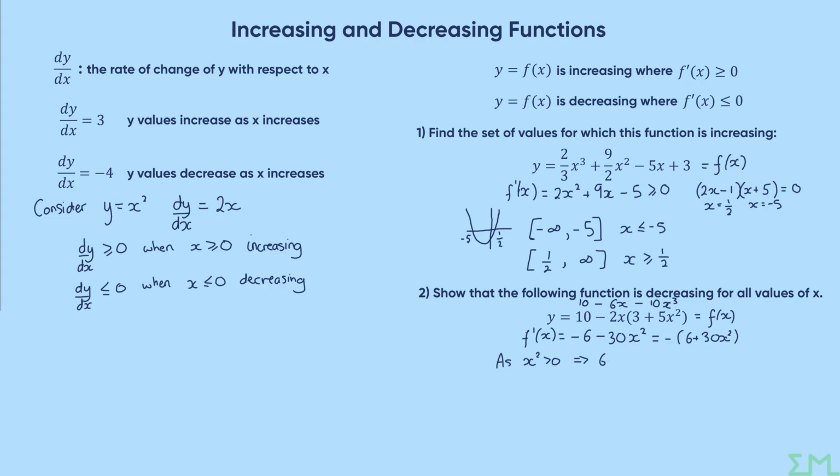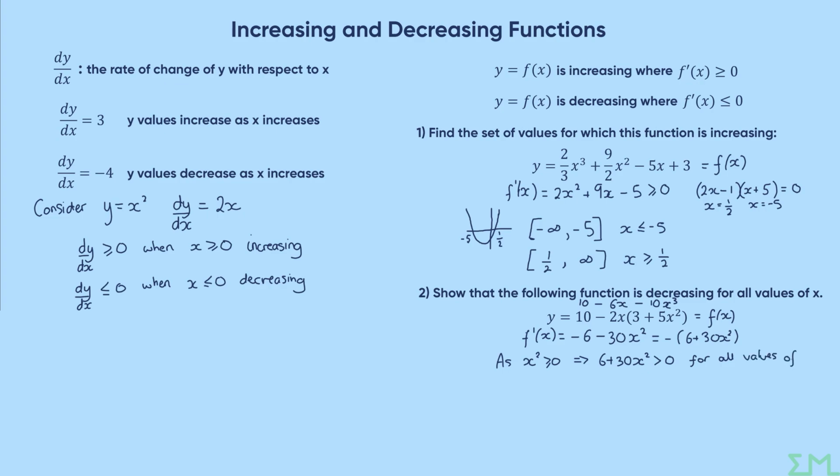So then I can say that 6 plus 30x squared, or actually I can say here that x squared is greater than or equal to 0, because you can put 0 into x squared. But it does mean though that if I then times it by 30 and add 6, that I am now strictly greater than 0. So this bit in the bracket is most definitely always positive for all values of x.